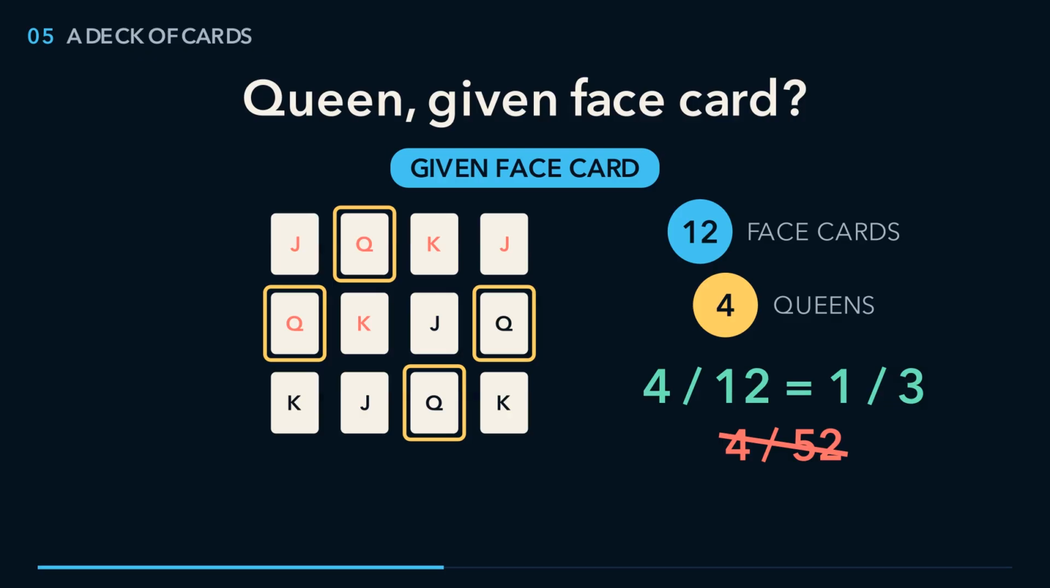A common mistake is 4 over 52. That would answer the chance of a queen before learning anything about the card. New information removes possibilities, and the denominator must shrink with them. Notice that we never needed to memorize a special card trick. We only kept the face cards, then counted queens inside that set.